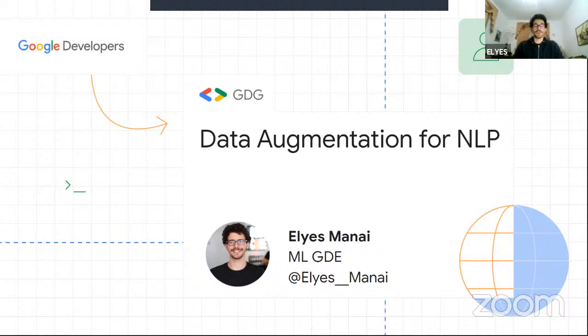Today's talk is going to be about data augmentation, which is specific to NLP. So what it is, why it's important. Data augmentation is more widely known for computer vision. So what about NLP? When should we use it, etc.? If you are working on a project like that, I hope that this will be useful for you.